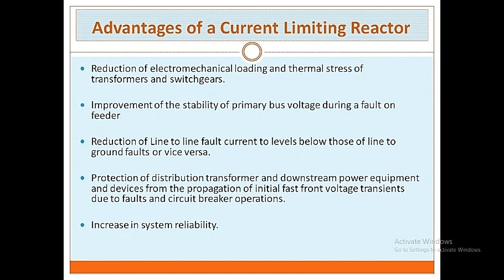Protection of distribution transformers and downstream power equipment and devices from the propagation of initial fast front voltage transients due to faults and circuit breaker operations. And the last one, it increases the system stability. So these are the advantages if we use current limiting reactors with our existing switchgear.